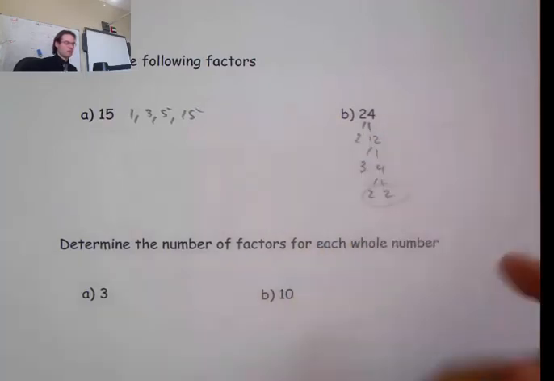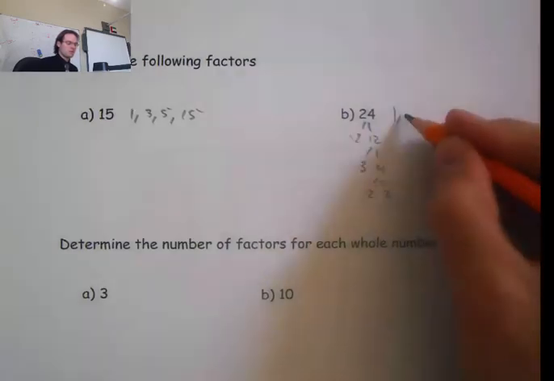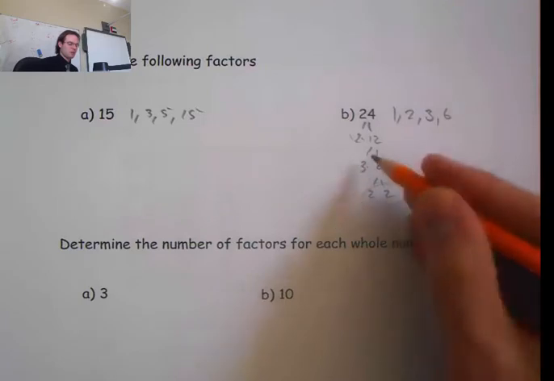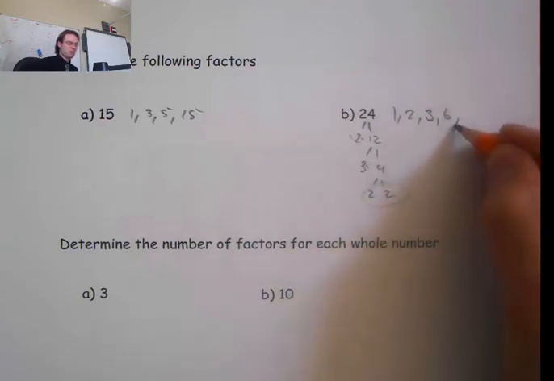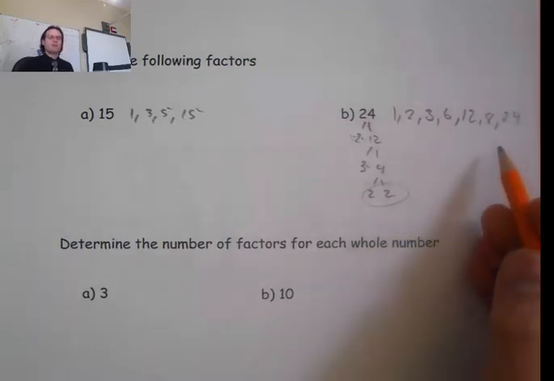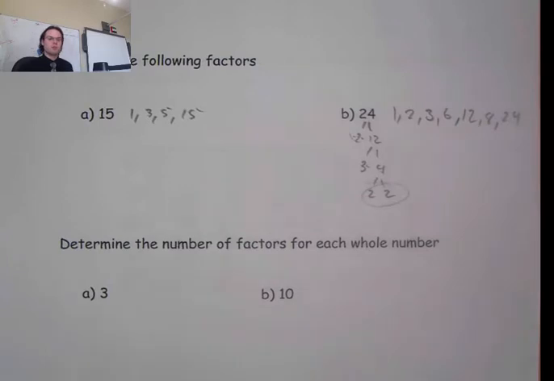So we look at this, right there we have 2, 3, so we have 1, always 1, 2, we have 3. I could also go 3 times 2, which is 6. I could go 4 times 3, which is 12. I could go 4 times 2, which is 8. And we have 24, because we also have to include 1 and itself. 1 and itself are always factors.